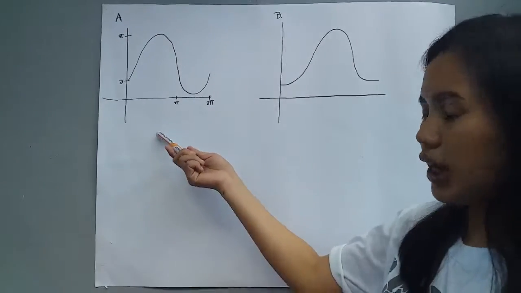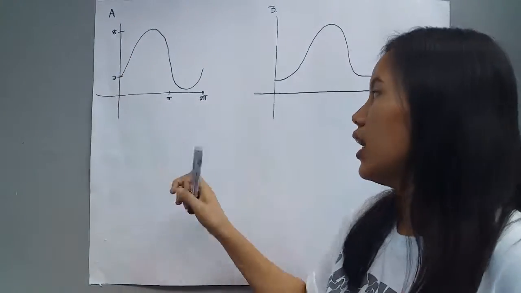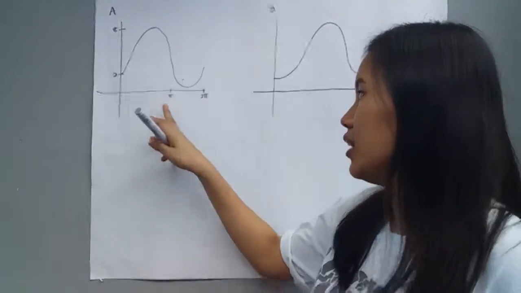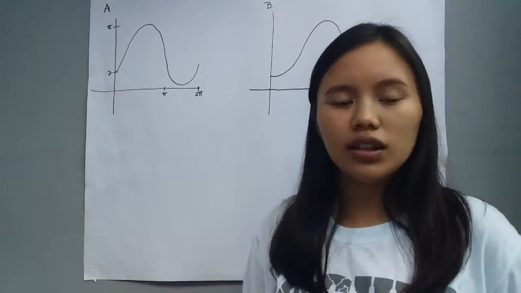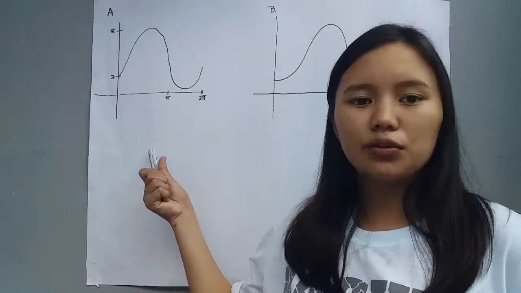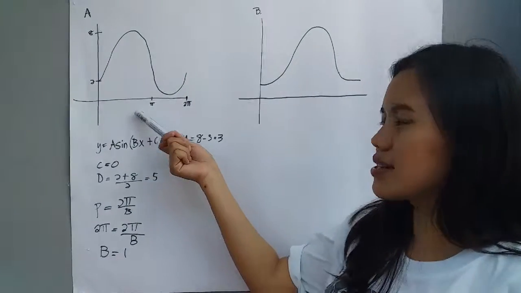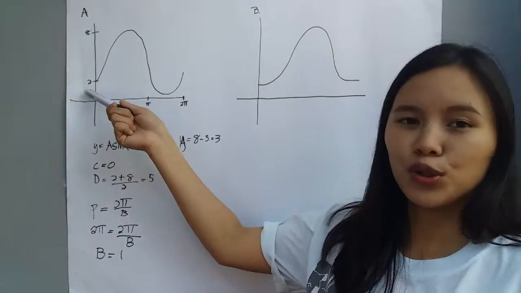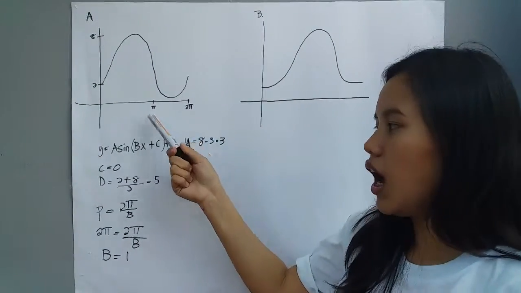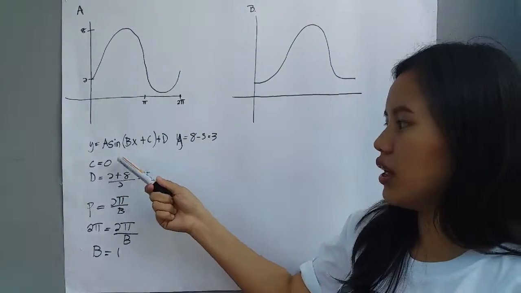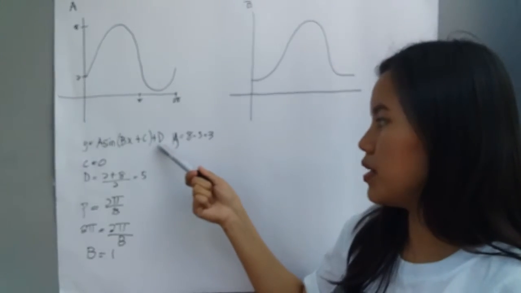Now for our figure A, let's say that our range for this graph is 2 to 8. This point is 2 pi and this is pi. Let's identify the needed values for finding the equation for this graph. Our generic equation is y is equal to a sine of bx plus c, plus d.